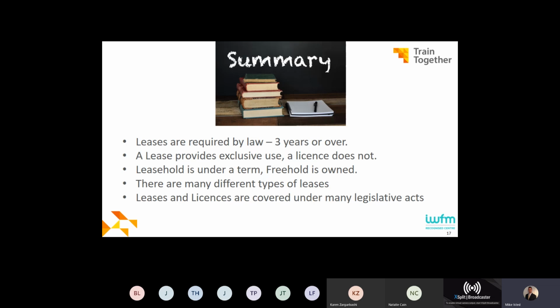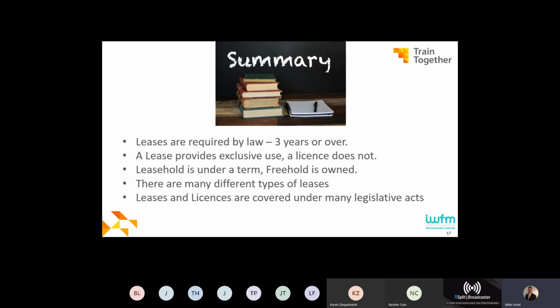Although leasehold sometimes can be under an exceptionally long period. You can come across leasehold for 99 years. I think 99 is the maximum, actually. Again, look it up. Does anyone know if it's longer than 99 years as the maximum? I think it's 99. Anybody? We'll move on. I'll find out and I'll come back to you.